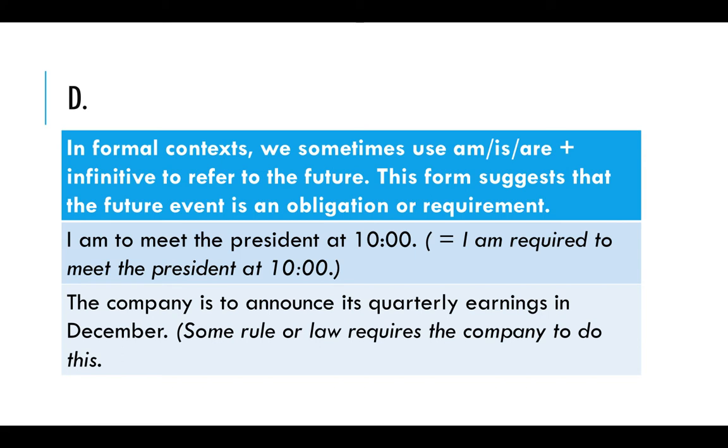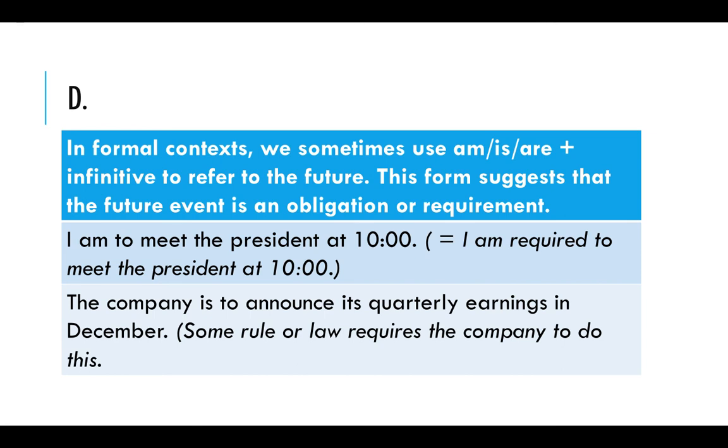And then finally, this is a formal construction that you don't have to worry about too much, but you'll hear it. We've got this using am, is, or are, plus the infinitive to refer to the future. And this suggests that the future event is an obligation or a requirement. It's something I must do. So I'm to meet the president at 10 o'clock. That means I'm required to meet the president at 10 o'clock. You could also say I'm supposed to meet the president at 10 o'clock.